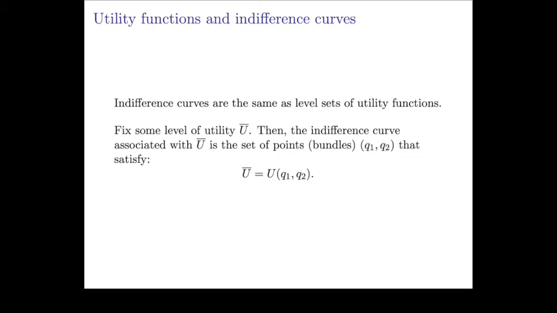We've now seen how to graphically represent preferences using indifference curves and how to numerically represent them using utility functions. Now, an indifference curve is really the same thing as a level set of a utility function. So fix some level of utility u bar. And then the indifference curve is just the set of all the different points or bundles that have the same value. So that satisfy the equation u of q1, q2 equals u bar.